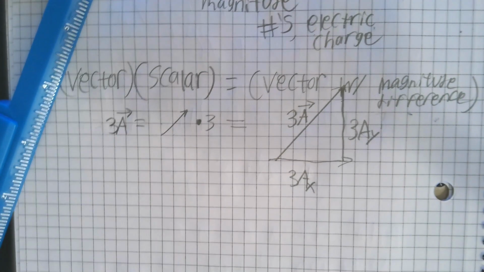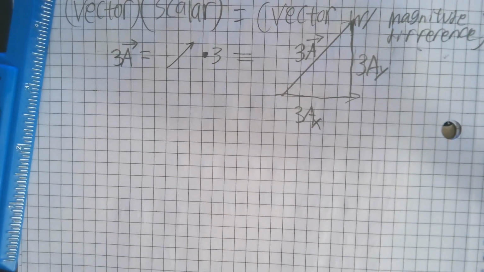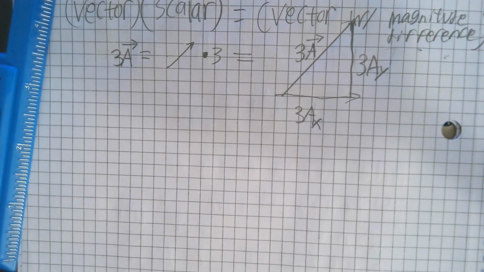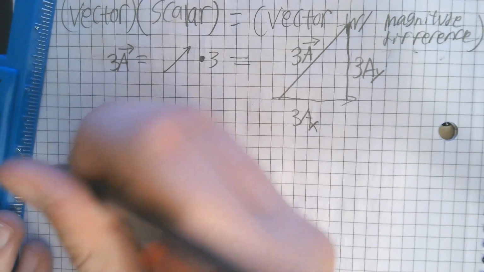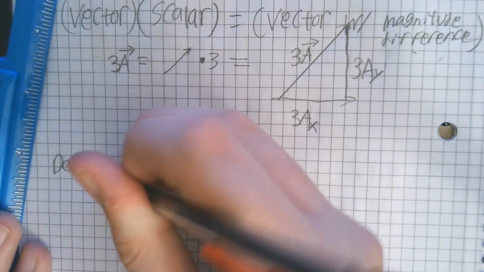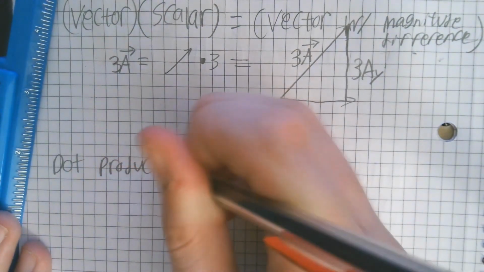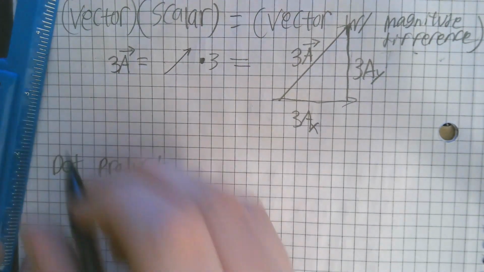All right. Now, I want to talk about vector times the vector. And there are 2 different ways to do this. First way I want to talk about is a way called the dot product. You'll see why in a second.